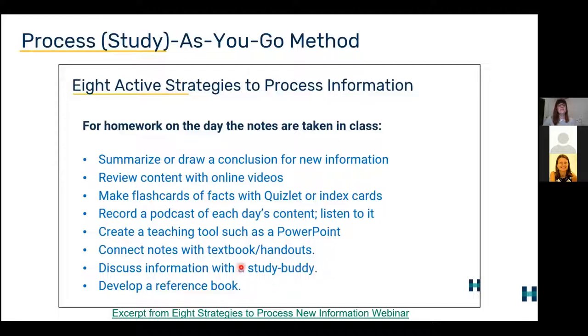This is going to be something we're going to talk about a lot tonight. Developing a reference tool. If you'll notice, each one of these is an action that we want the students to engage with the information instead of just reread the information.